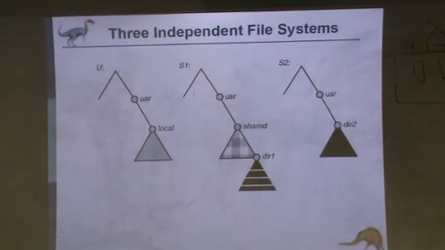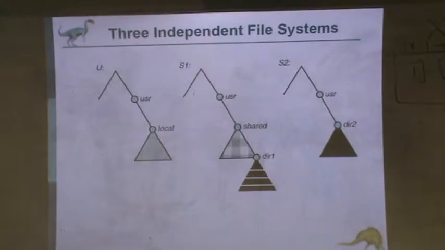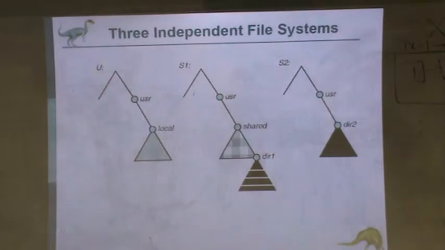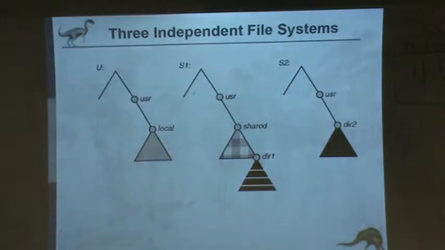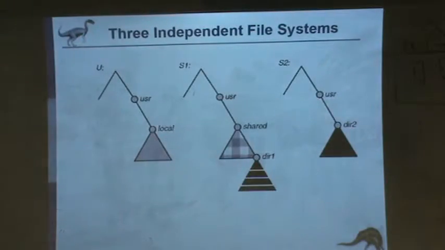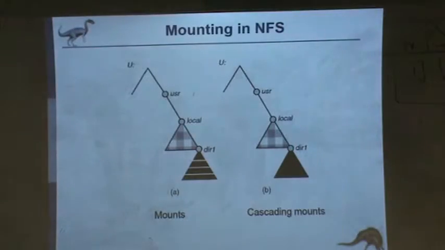directory to here. At that time you can use the same mount command, but you need to provide S1. The mounting point is U's /usr/local, and the remote file system will be mounted here, then it will look like this. Also, if you mount S2's dir2 into dir1, then from the U side, it will automatically be cascaded.